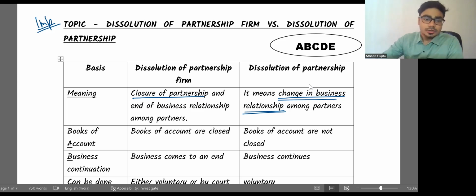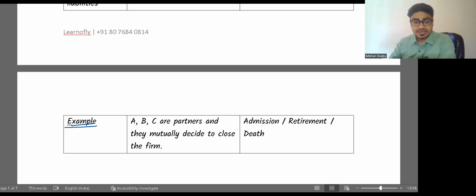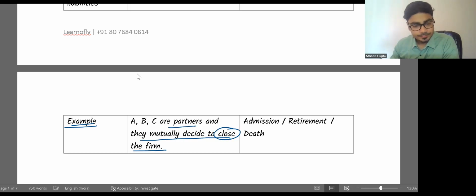Let me go to the last part first. The example: ABC are partners and they mutually decide to close the business. That is dissolution of partnership firm. And the example of dissolution of partnership is admission, retirement, death, change in profit sharing ratio.